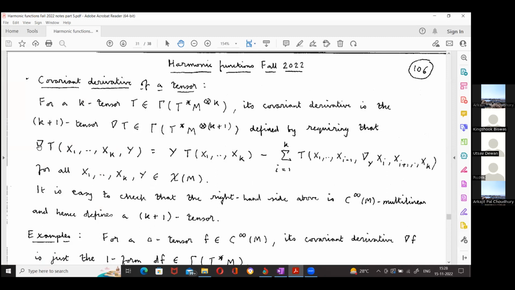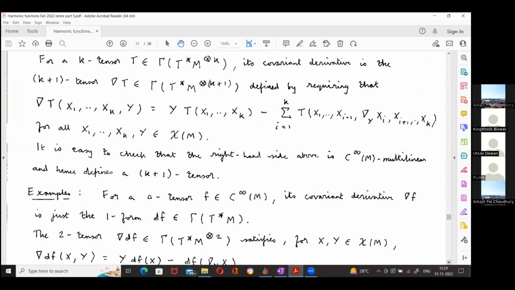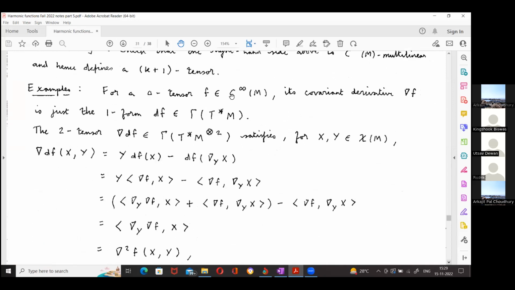Okay. So this is how one defines the covariant derivative of a k tensor as a k plus 1 tensor. So for example, if we take a 0 tensor, so that's just a function f in C infinity of M, then its covariant derivative nabla f is a 1 tensor. It's just going to be the one form df, right? Now, what about the 2 tensor nabla df? So df is a one tensor, so its covariant derivative nabla df is going to be a 2 tensor, right?